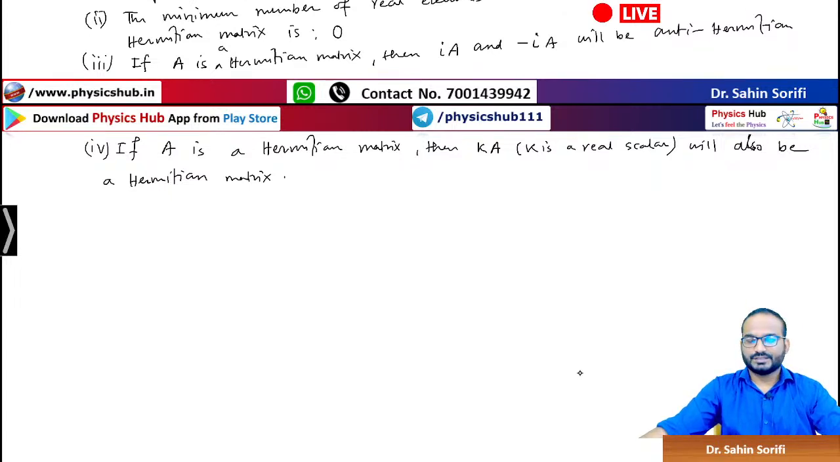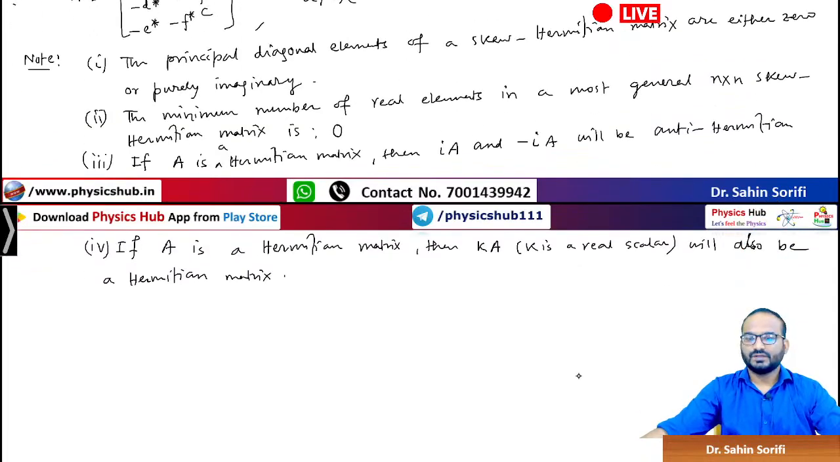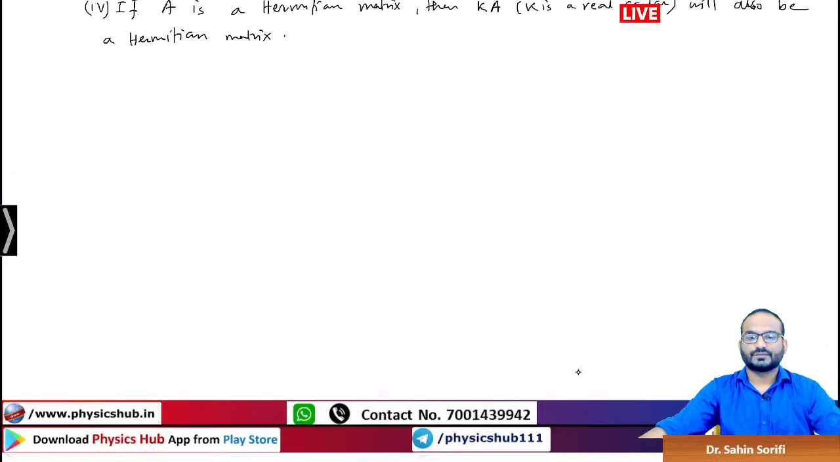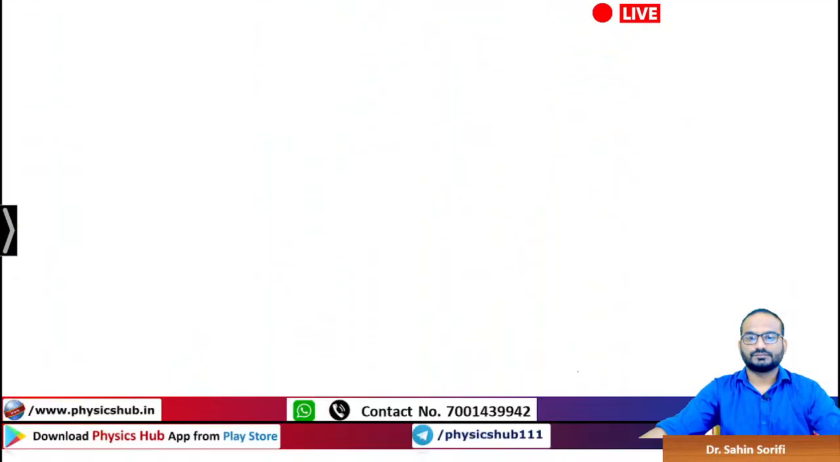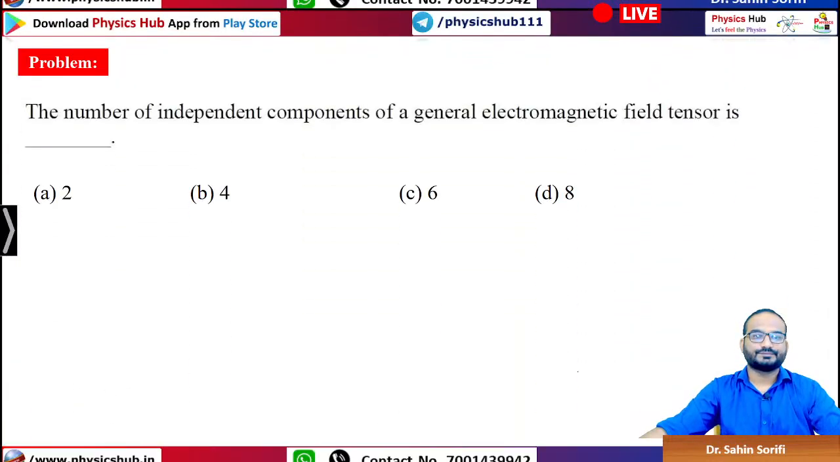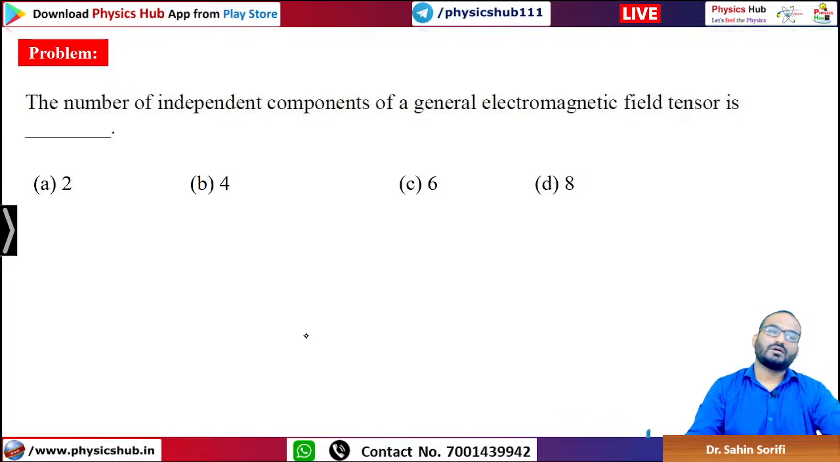Okay, let us now solve a few problems. Now you are in a position to tackle problems. The theory part we have covered almost, a few parts are still remaining. Okay, too much gap. Can you solve this? The number of independent components of a general electromagnetic field tensor.